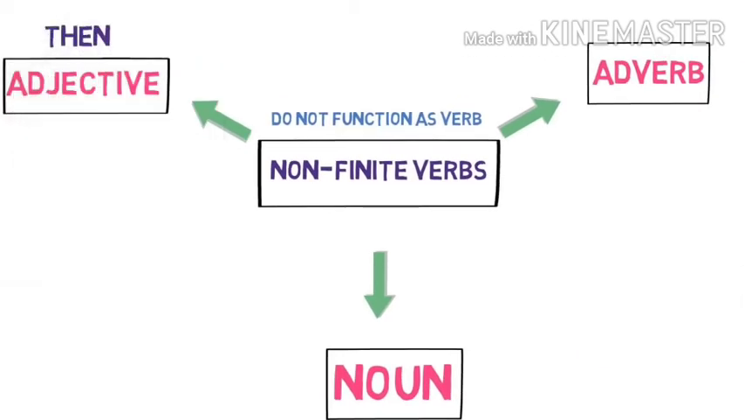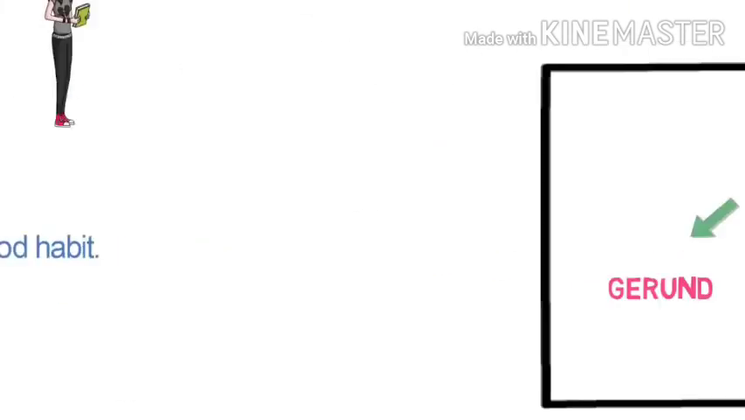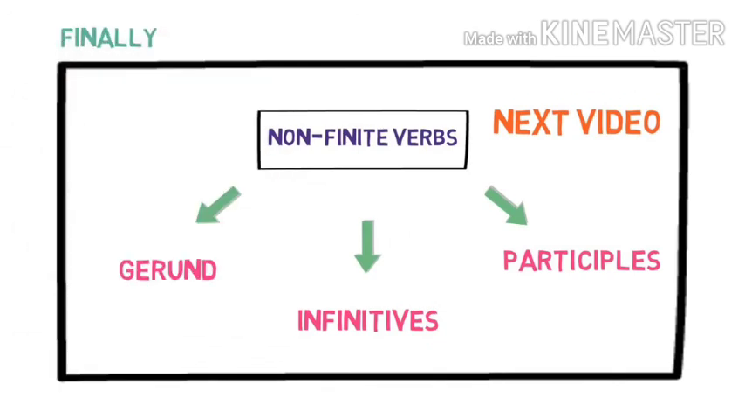Then we understood the usage of non-finite verbs in the sentence. They are used as adjective, noun and adverb in the sentence. Finally, we showed the division of non-finite verbs. They are divided into three parts: participles, gerunds and infinitives.